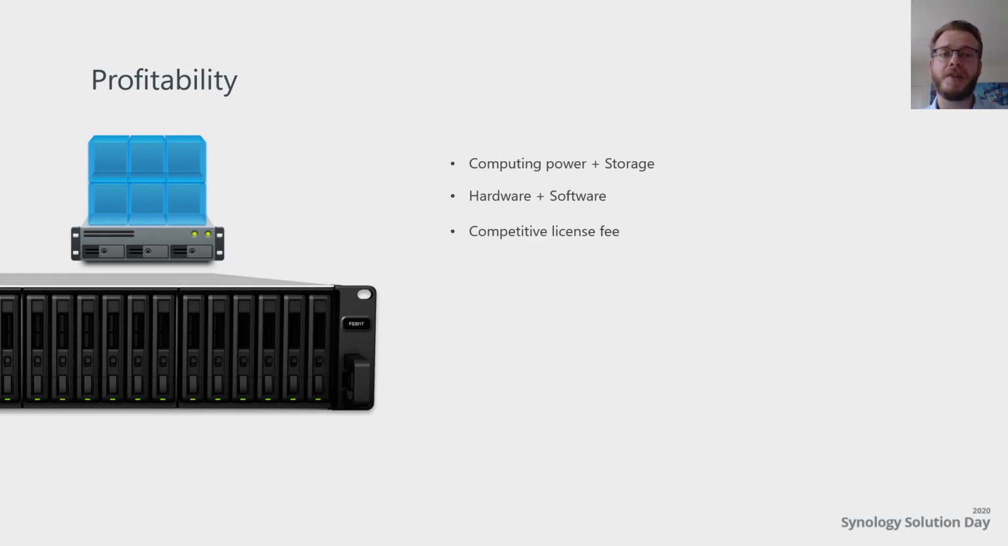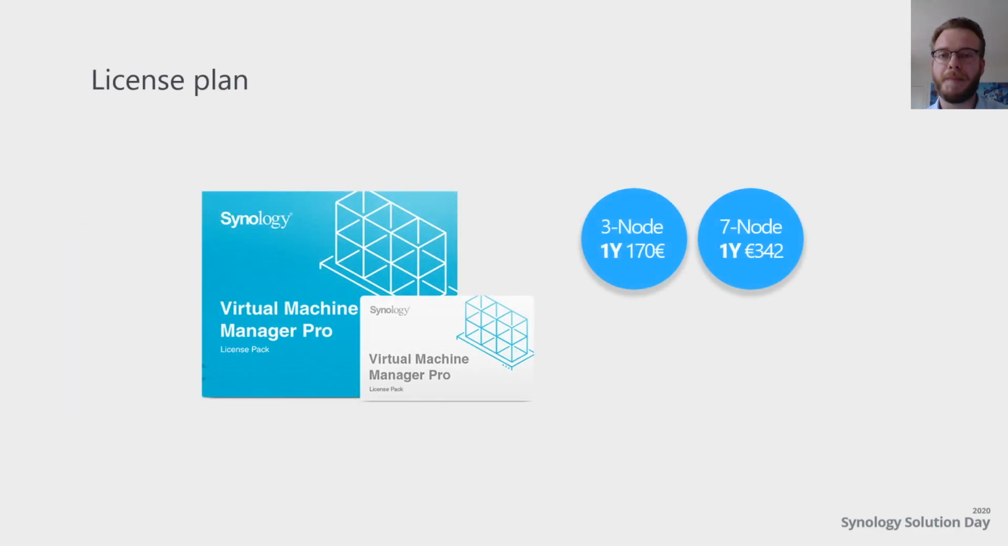So if we look at the license fees for our Virtual Machine Manager Pro, the 3-node license for 1 year costs €170, and the 7-node license for 1 year costs €342. And this is very competitive pricing if you compare this to other players in the market. On top of this, if your customers are insecure and they don't know if this solution is going to bring them what they need, they can even use a 30-day free trial. Go through all the features, set it up completely as they wish, and if it's up to their needs, continue working with the solution.